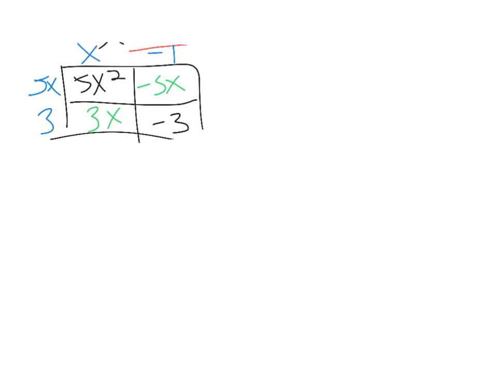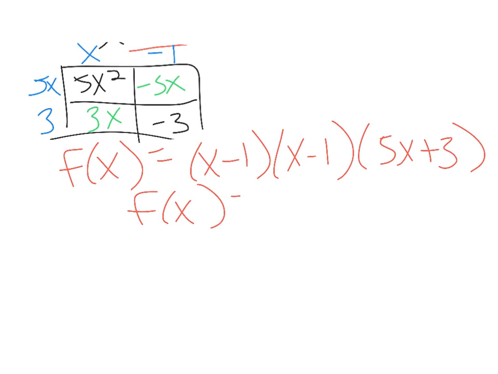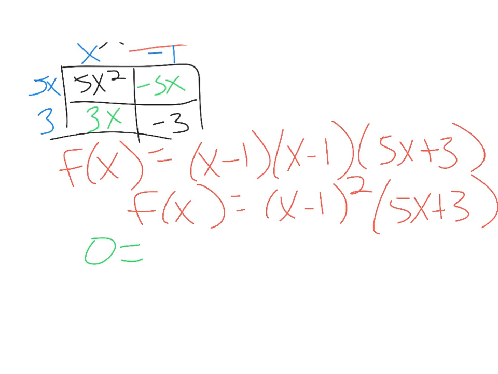So now that I've used the diamond method, I can write my entire factored function. f of x equals x minus 1 times x minus 1 times 5x plus 3. I can condense it down and write it as f of x equals x minus 1 squared times the quantity of 5x plus 3. Now to find the zeros, set the function equal to 0 and apply the zero product property.